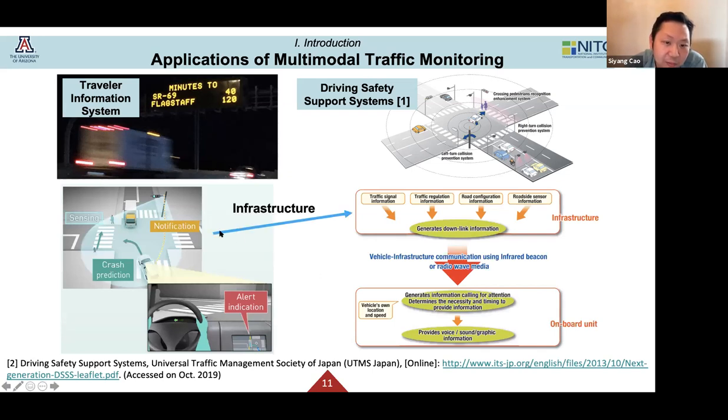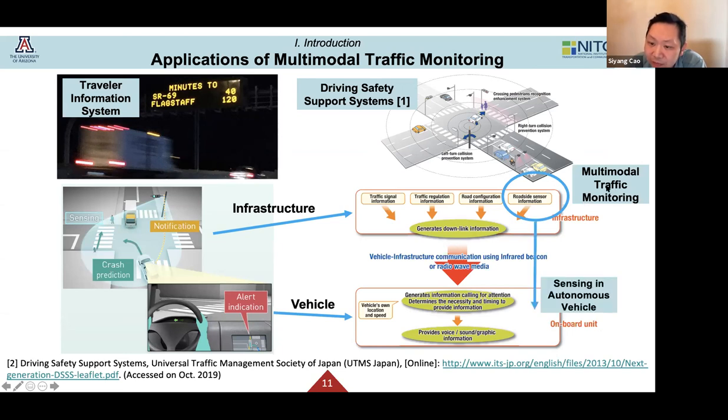So the information can come from infrastructure. We set up the multimodal traffic monitoring system, and the vehicle can have an onboard unit trying to receive the information generated by the multimodal traffic monitoring. And this information hopefully can help the driver make better judgments and avoid some of the crashes, to basically improve safety.